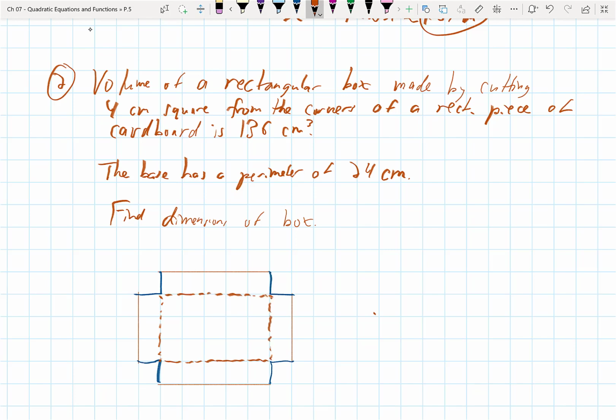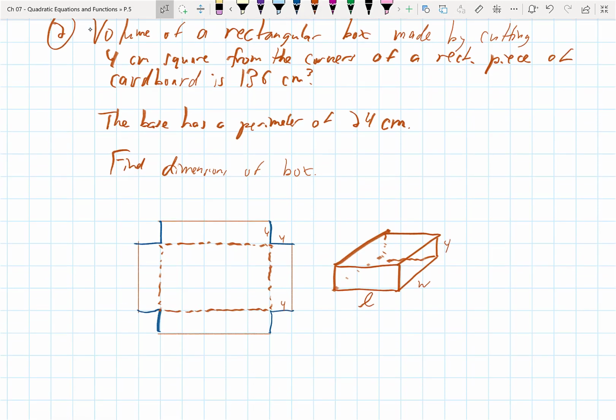So we create this, fold it upwards, and I get something that looks like this, where the top is open. Sorry, hang on, let me change that back to stroke eraser. There we go. And we'll do a little dot dot dot like that. So I'm going to call this the length, call this the width, and the height. I know this was 4 on all sides, so my height here is 4.